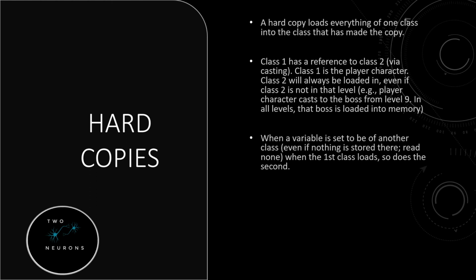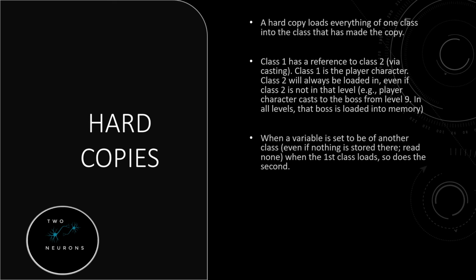Now, take this a step further. The boss references some minions. Now, the player character has a hard copy of the boss. The boss has a hard copy of these minions. The player character has a hard copy of these minions now too, because it's gotten it from the boss, which has a hard copy. Let's say these minions have a hard copy of trigger volumes. Well, so does the player character now. It's inheriting all of these hard copies. So you're loading multiple instances of something. And this happens, as I've pointed out, when the first class making that copy loads.